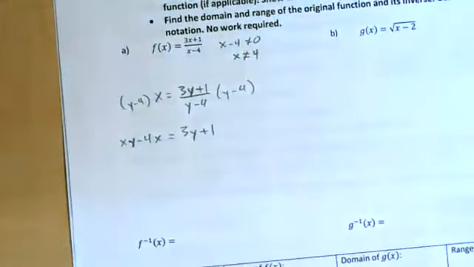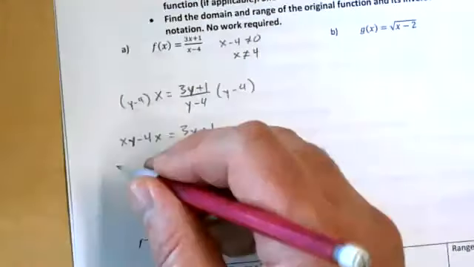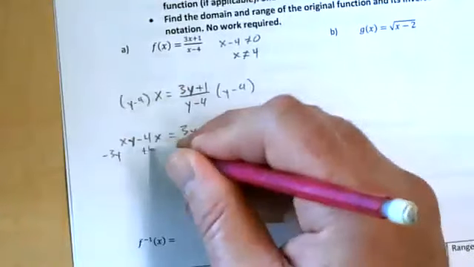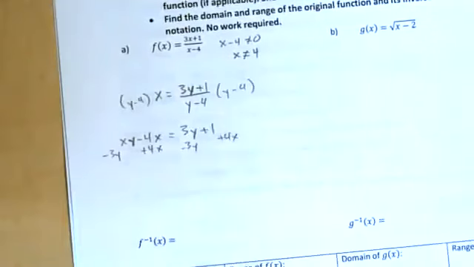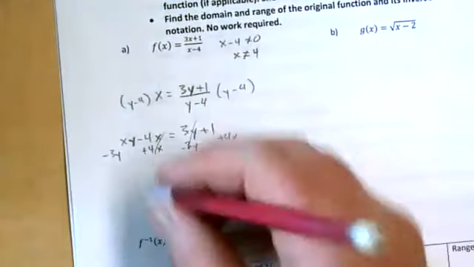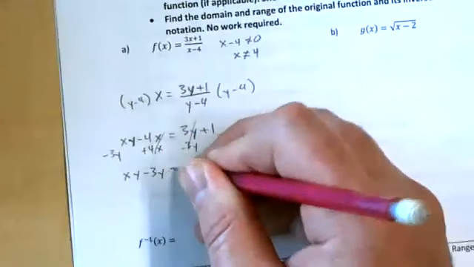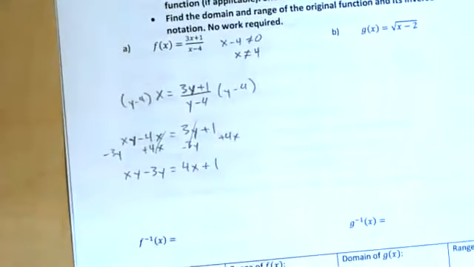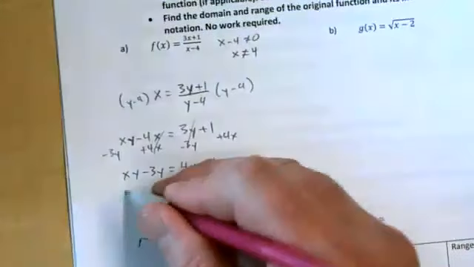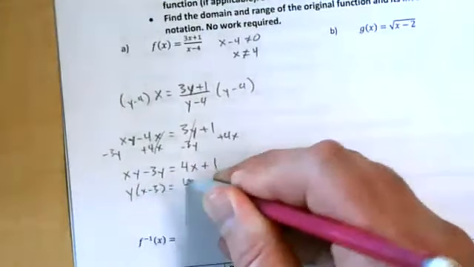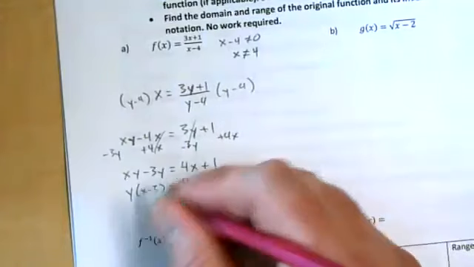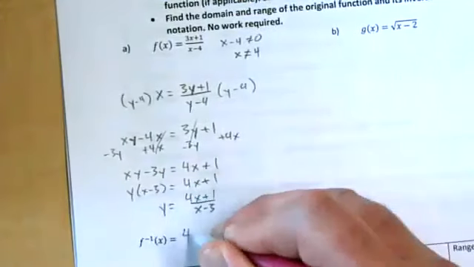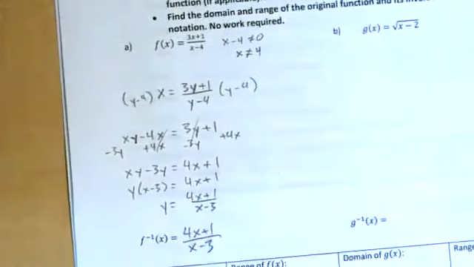Next, I want to get all my terms with y's on one side. So I'm going to go minus 3y on both sides. And then I want to get rid of this 4x here because it does not have a y. So end result, xy minus 3y equals, and what do I got over here? 4x plus 1 or 1 plus 4x, same thing. Factor out a y. And then divide both sides by x minus 3.